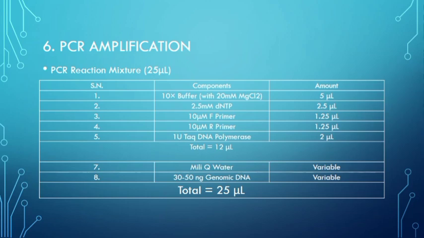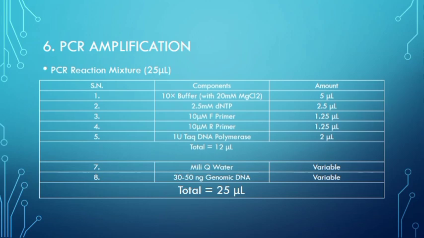For PCR amplification, firstly we need to prepare our reaction mixture. Generally people do it in 50 microliters, but you can also get your results in 25 microliters. In papers you will also see a PCR reaction mixture of 12.5 microliters. So it is up to you in which amount you want to get your PCR amplified product.